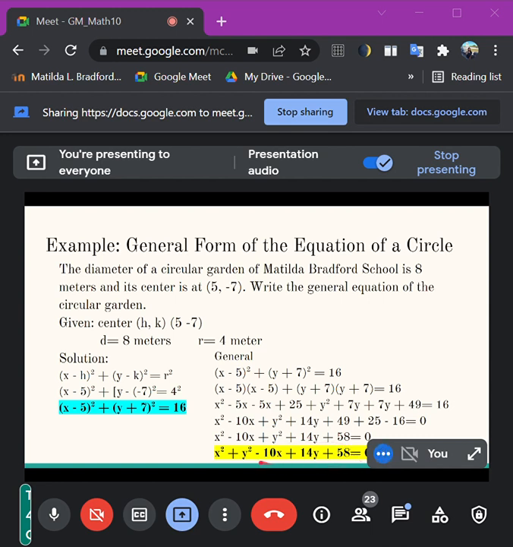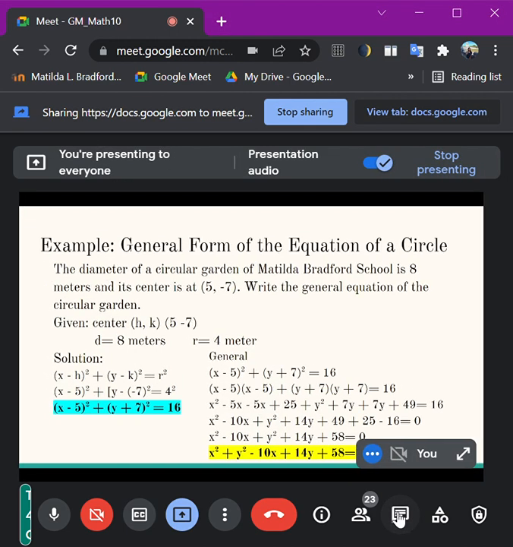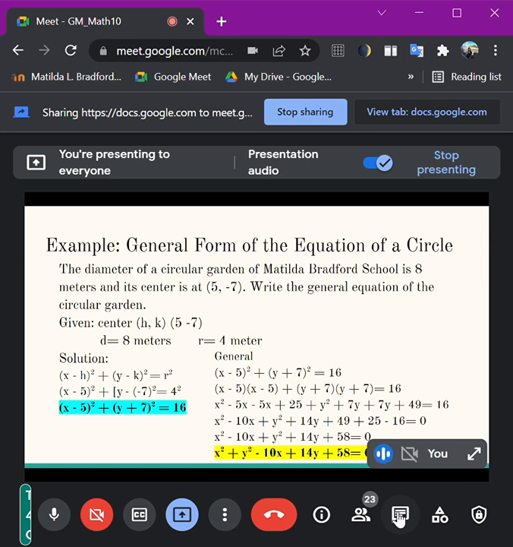Okay, remember class, in transforming this, it should be from highest exponent to least, and we start with x. Okay? So we arrange it that way. And that would be your general form of the equation. Okay, questions for this example? Actually, that would be the last slide. Okay, none.